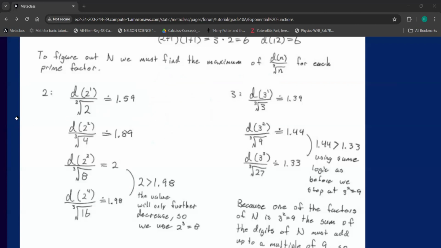That is why I am writing each prime factor in itself. So I'm first starting off with 2 and then 3, and then you can go on to 5, 7, and so forth. In order to find a pattern, you have to plug in the numbers. So d of 2 to the power of 1 divided by the cube root of 2.